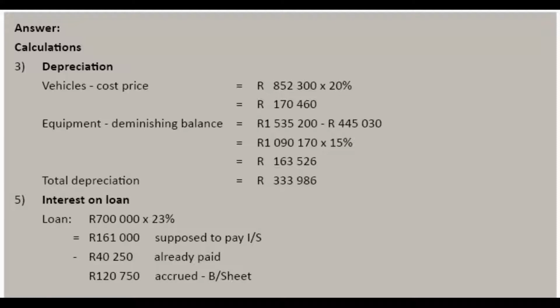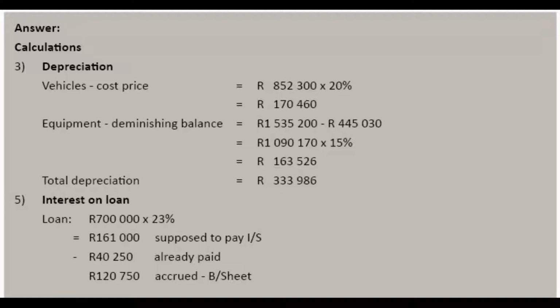Then we get to stock on hand in the Tuckshop, 53,900. The double entry is we debit trading stock and we credit closing stock with 53,900. So you open those two accounts for yourself.